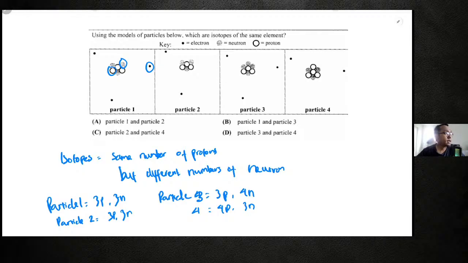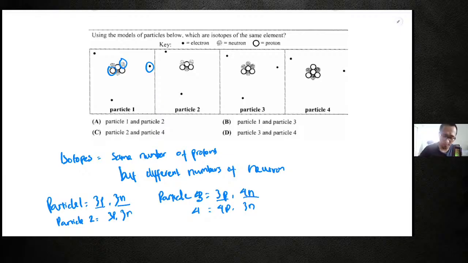By this definition, same number of proton but different number of neutron. Particle 1 has 3 protons, particle 3 also has 3 protons. However, both have different neutrons. Particle 1 has 3, particle 3 has 4. So what's the answer for this question?